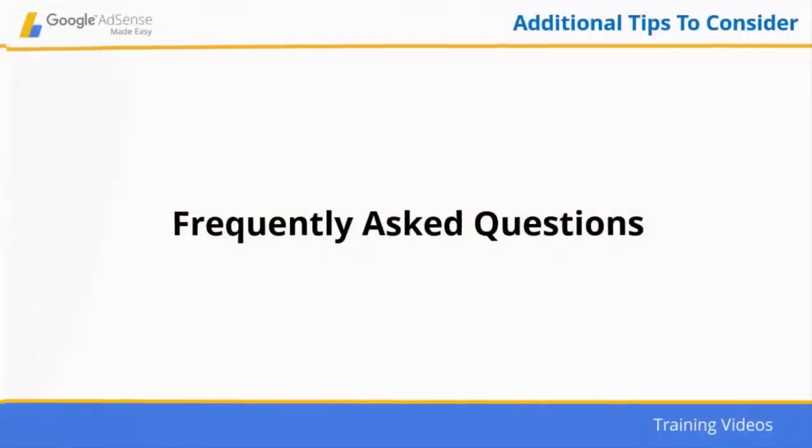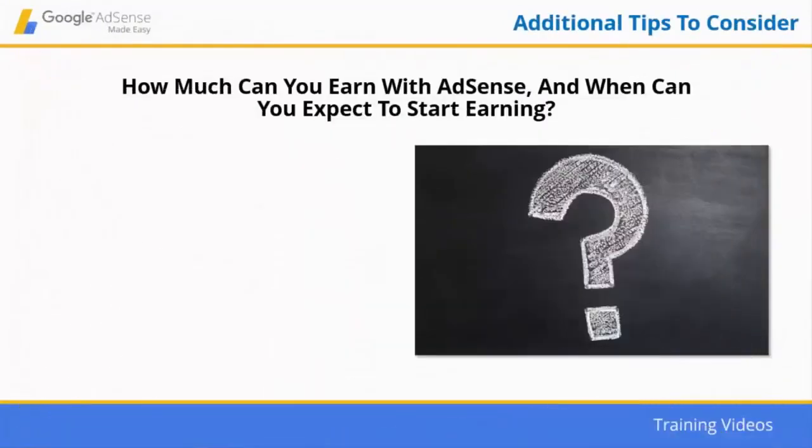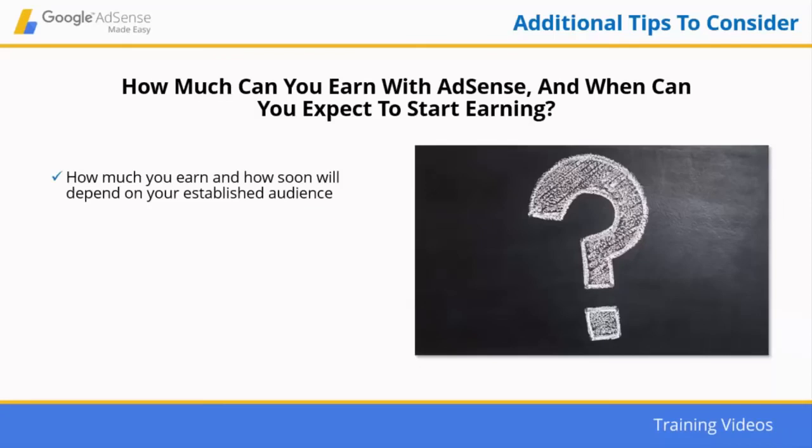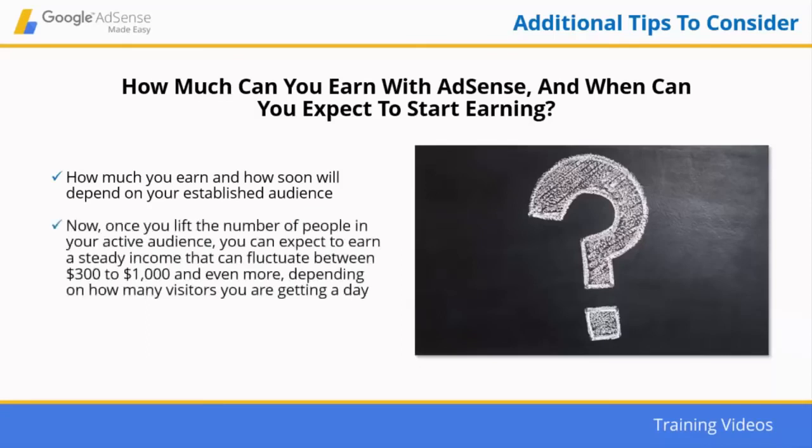Frequently asked questions. How much can you earn with Adsense, and when can you expect to start earning? How much you earn and how soon will depend on your established audience. If your site is just getting started and you are just joining the program, then you shouldn't expect to make much for at least a month. Once you lift the number of people in your active audience, you can expect to earn a steady income that can fluctuate between $300 to $1,000 and even more, depending on how many visitors you are getting a day. Ideally, you should aim for 10,000 visits a day on average to earn substantial income from Adsense.